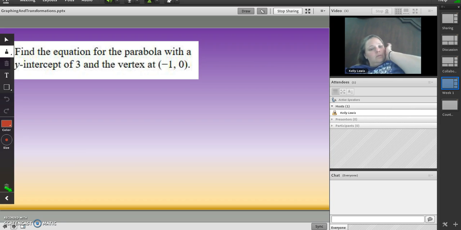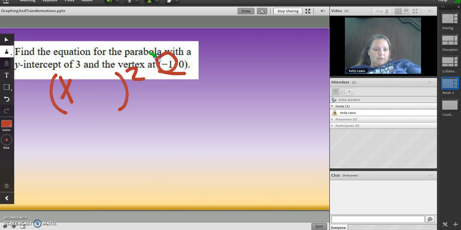All right, let's look at the vertex first. So it would be like that, x, and then this is opposite, so we're going to write plus 1, and then plus 0. And we need a y-intercept of 3. So the y-intercept, I'm not going to give you one that hard.